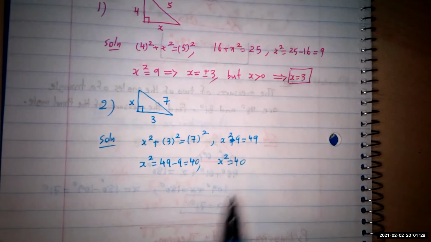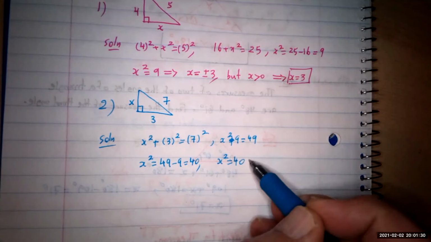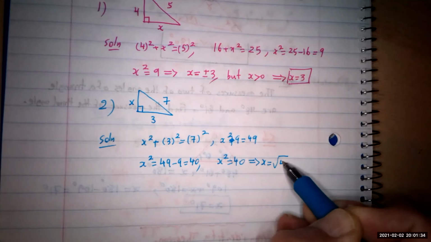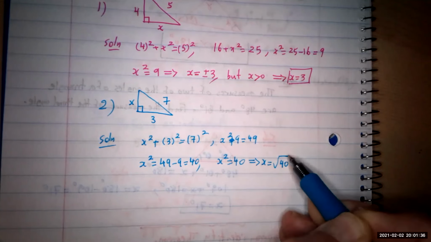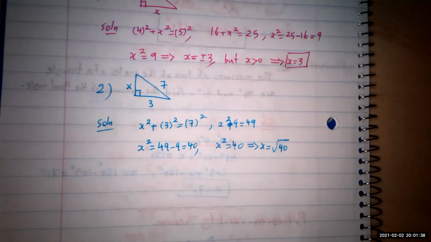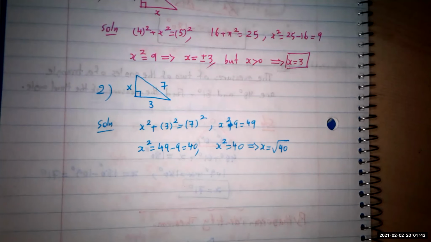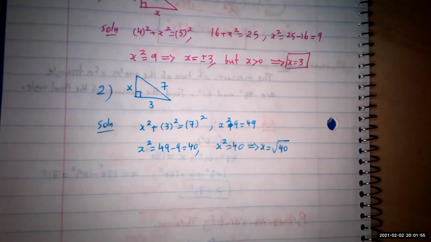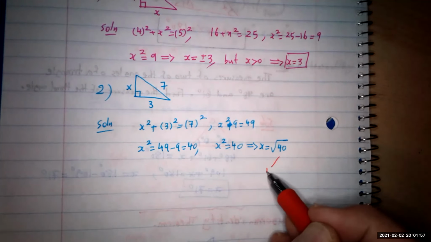You want to find x. Remember, we are not going to write positive or negative. x equals just radical 40. They ask for the exact. This is not a perfect square, and you are not going to use your calculator. Since they ask for the exact, you simplify it if you can. If this is divisible by a perfect square, we can simplify it. 40 is what? It is 4 times 10.